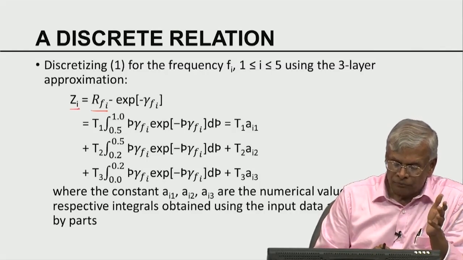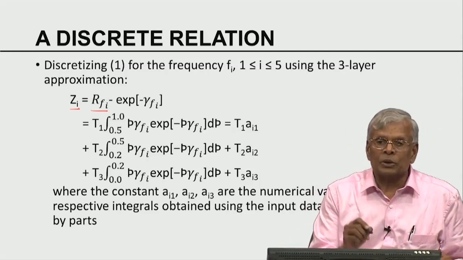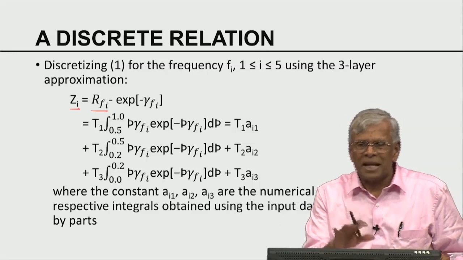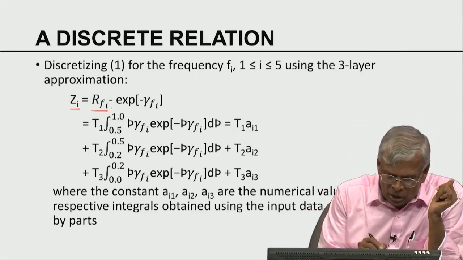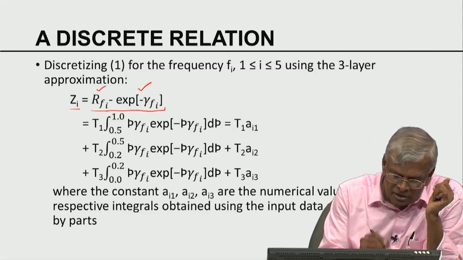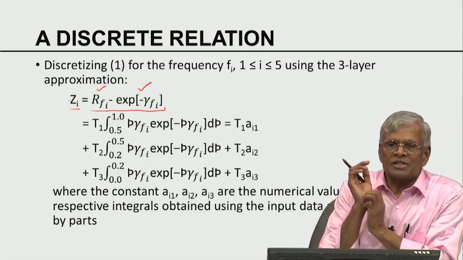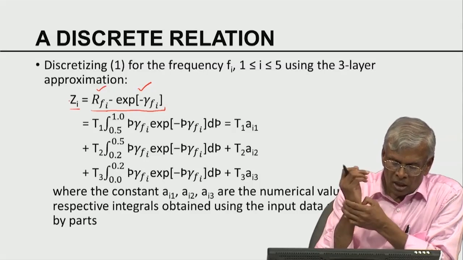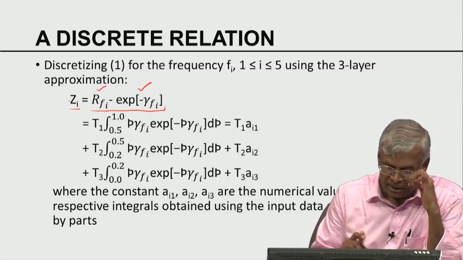We already know RF is equal to the exponential of gamma F plus the integral. I am taking the exponential to the left hand side. So I am going to call RFi minus this, because I can compute this quantity, and RFi comes from the satellite, the difference between the two, Zfi, my observation. The integral can now be represented as a sum of 3 simple integrals.